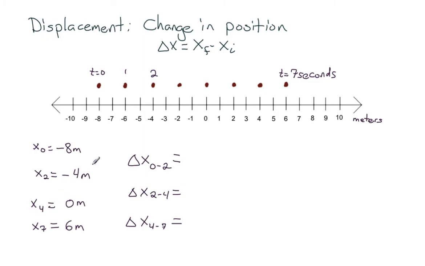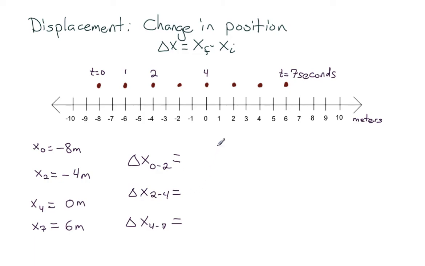The position at 4 seconds, and 4 seconds is occurring over here, is 0 meters. And again, 0 meters doesn't mean no position. 0 is a number that represents a location in space on this axis system. It represents this location in space. And then I took another time at 7 seconds. And at 7 seconds, the object is at a position of 6 meters.